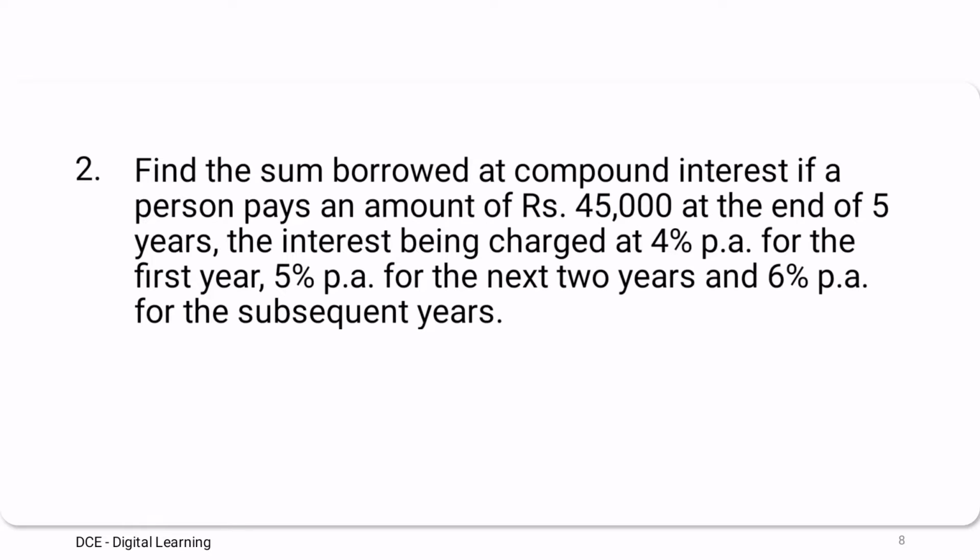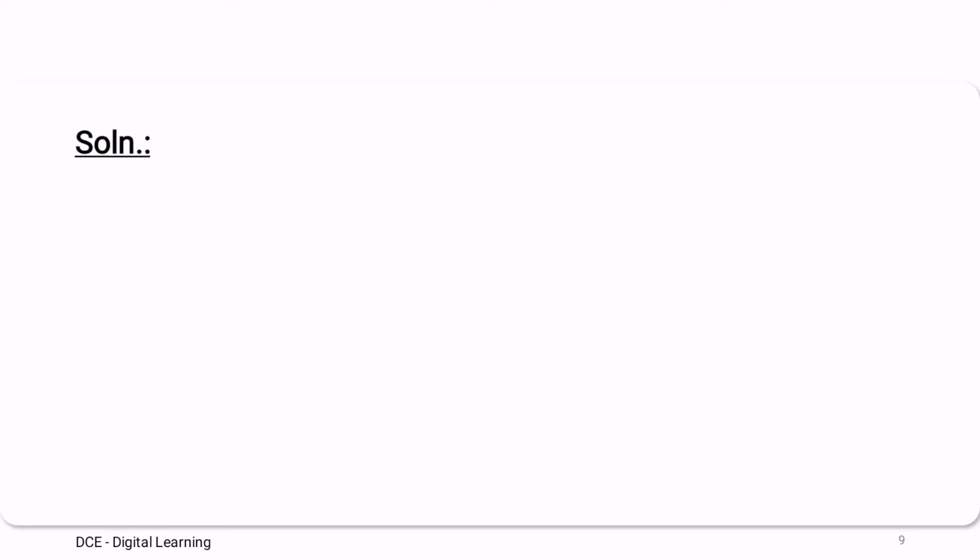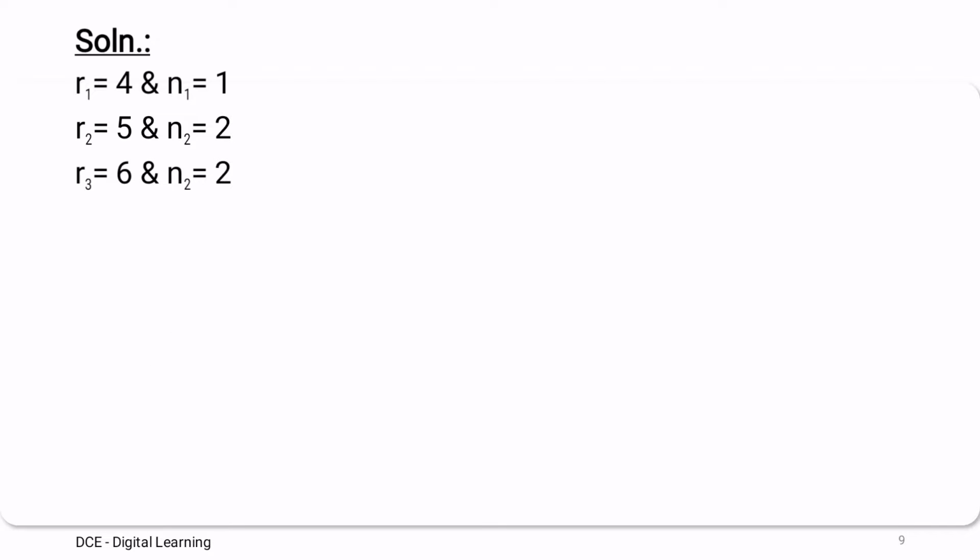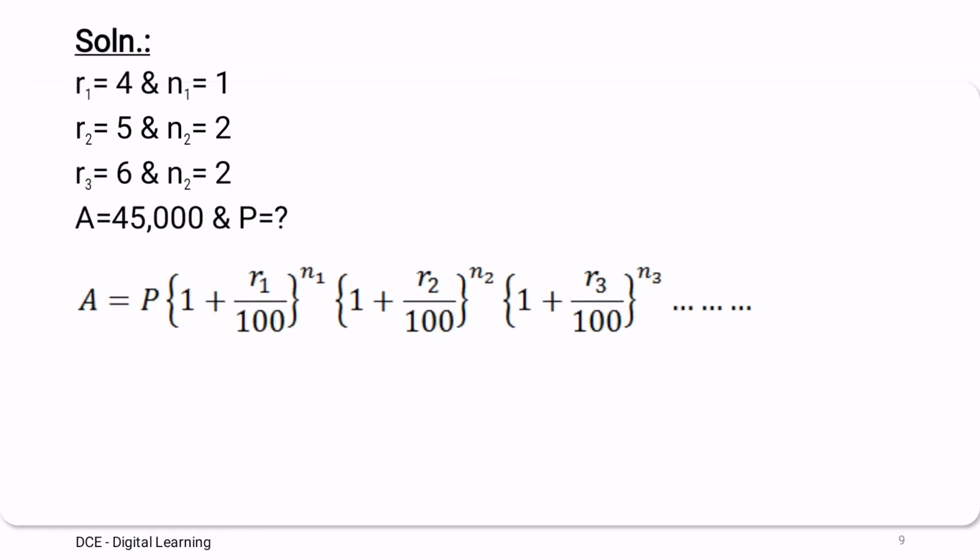So rate of interest is 4% for the first year. R1 is 4 and N1 is 1. R2 is 5% and N2 is 2 years. R3 is 6% and N3 is 2 years. R1 4, N1 1, R2 5, N2 2, R3 6, N3 2. So now A is given, we have to compute the principal amount.